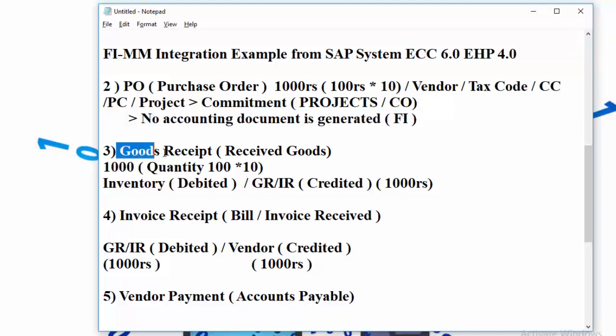And the next step is a receipt of the goods. You have received the goods from the vendor. So suppose you had ordered 10 quantity at 100 rupees, and the price was 1000. So the inventory will be debited in this case. The inventory is an account or reserves in SAP or ERP systems. And then your GRIR, which is a clearing account.